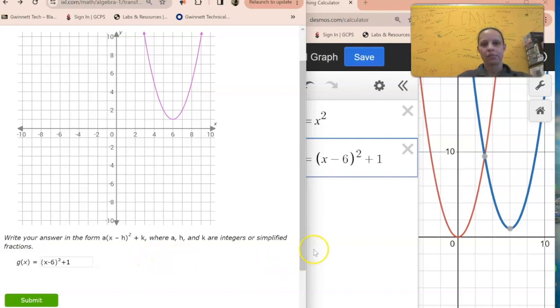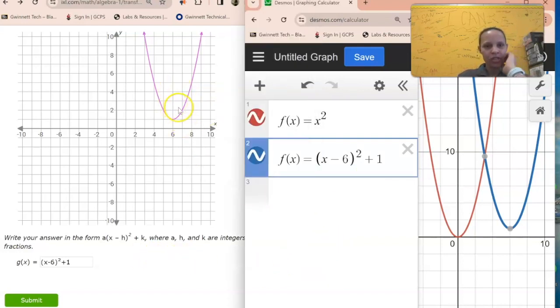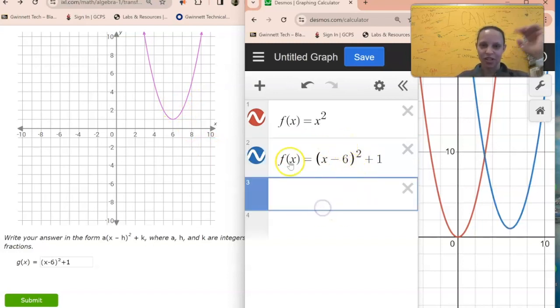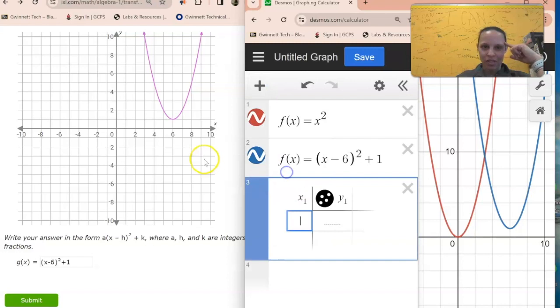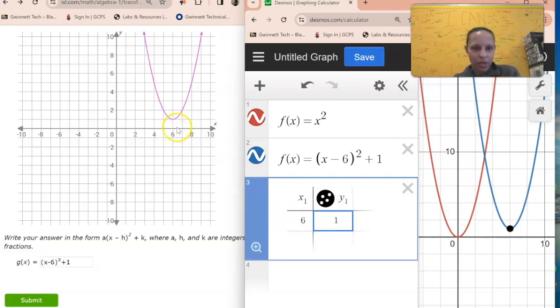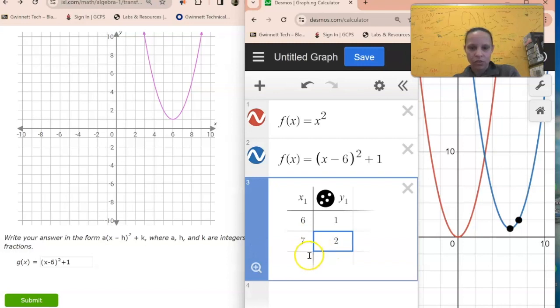Oh, I got it. I can put in a table of points and then have it write this fraction. So let's see, this is not going to be really long. All right, so let's put in a table of points, and we're going to get some points from the answer. So the answer is 6, 1. So 6, 1. And then we have 7, 2. 7, 2. 8, 5. And that should be enough.